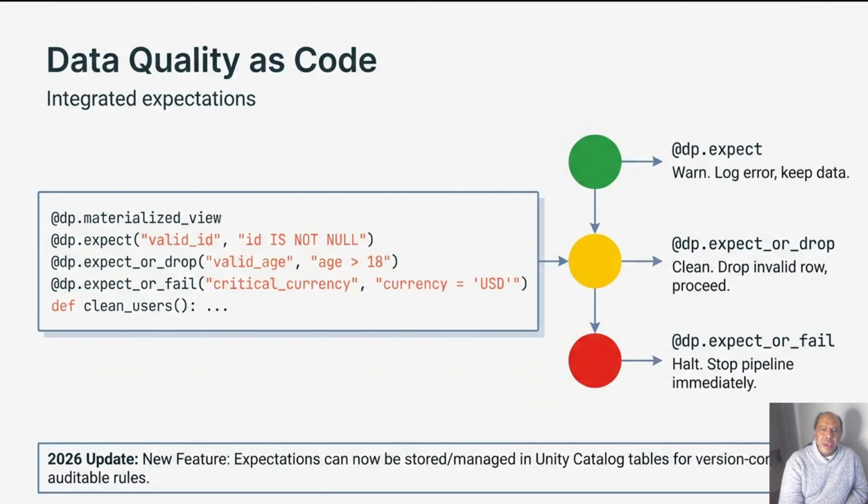The key takeaway here is there are three levels: warn, drop, or fail. Quality rules as code, not separate systems. And the 2026 Databricks update is Unity Catalog integration for rules, progressive data quality enforcement, automated quarantine, and alerting.